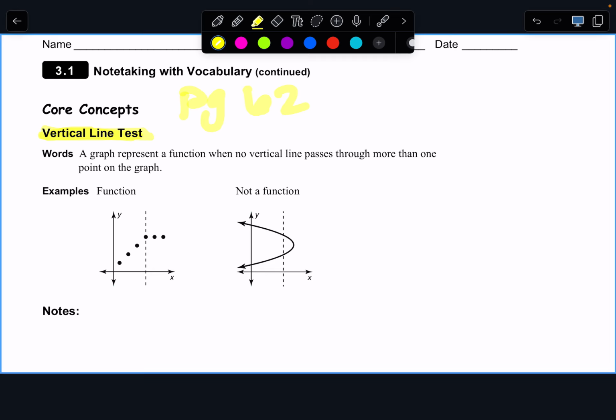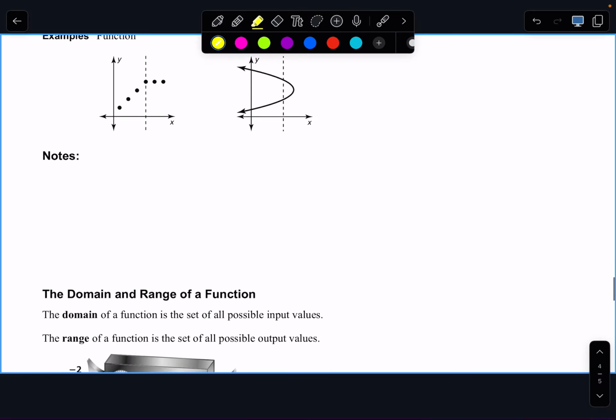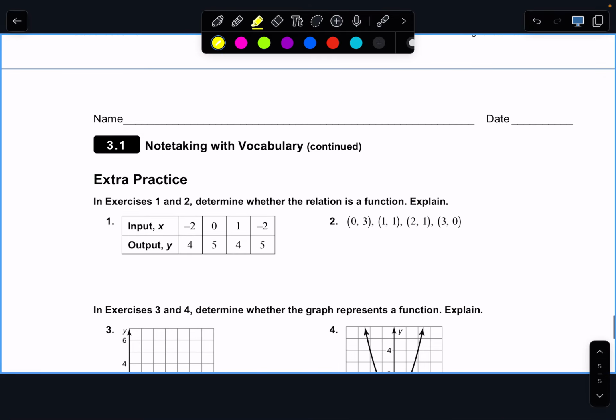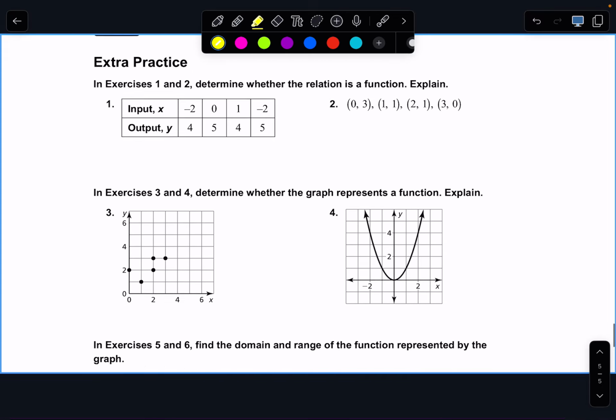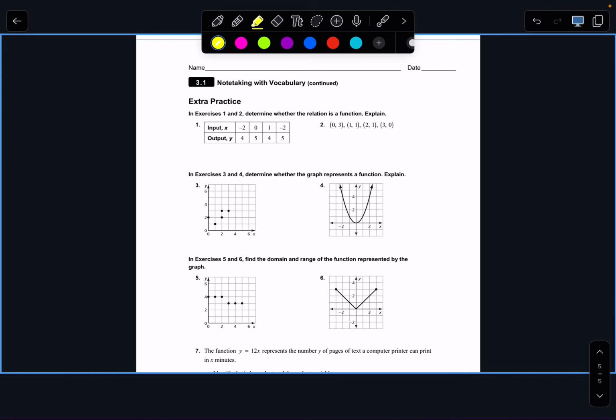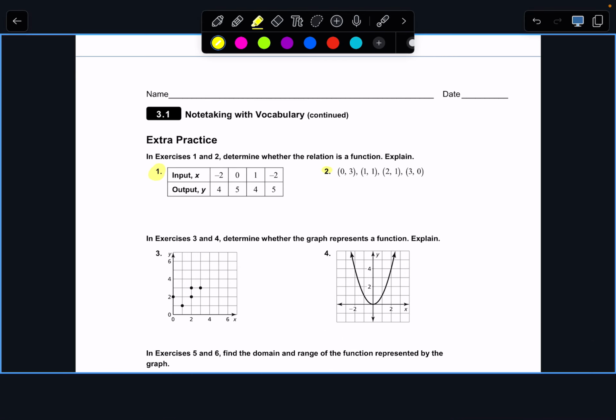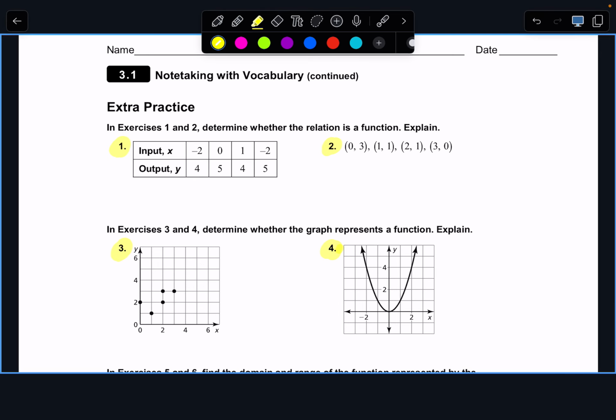Okay, here is a picture of the vertical line test because we could have dots or we could have what we're going to call a continuous graph. Now, I would like you to go to page 63. And on page 63, I would like you to determine in 1, 2, 3, and 4, do we have a function? Write it down. Go.